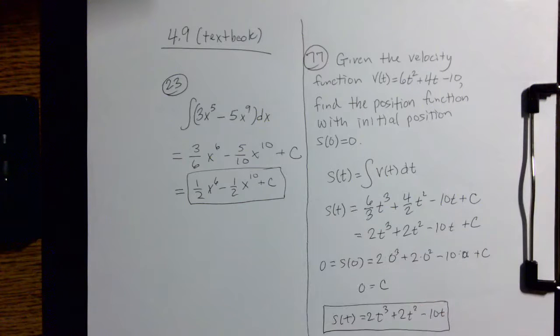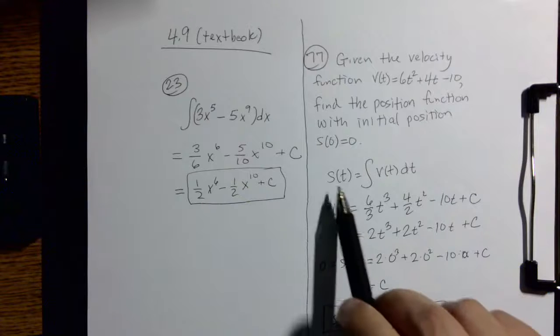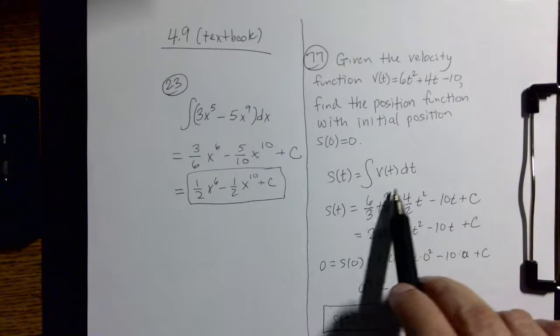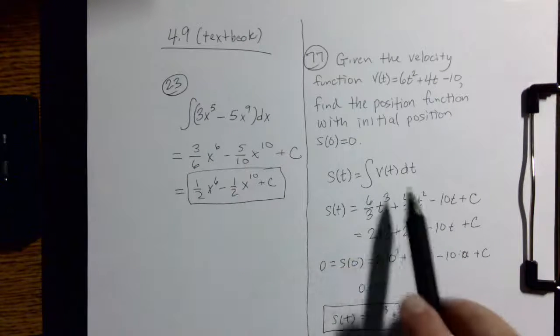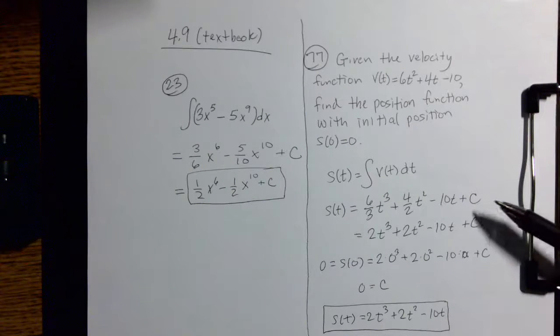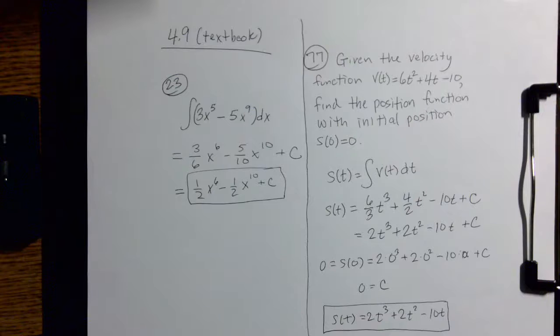So we know this relationship between position and velocity, that velocity is the derivative of position. So position is going to be an antiderivative of velocity. So we are evaluating this indefinite integral like we did in 23. We do get that arbitrary plus c at the end, but the initial value is going to tell us what the value of c should be.